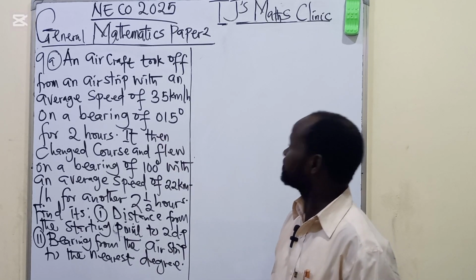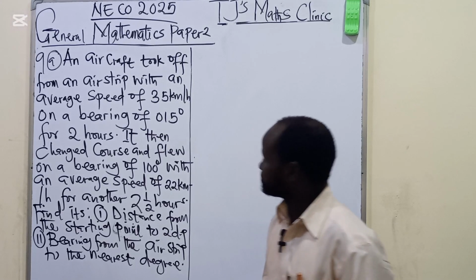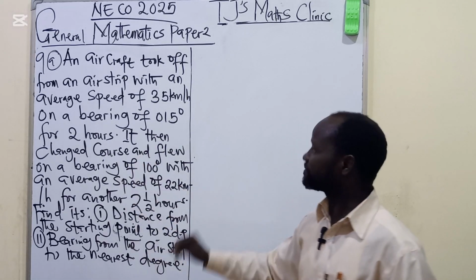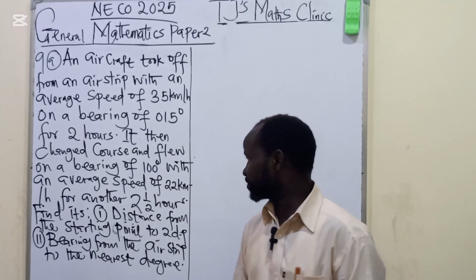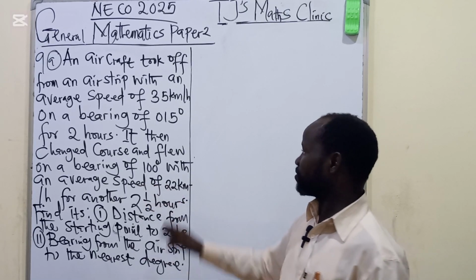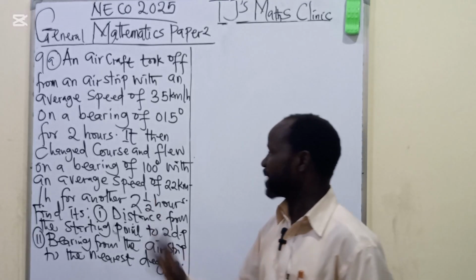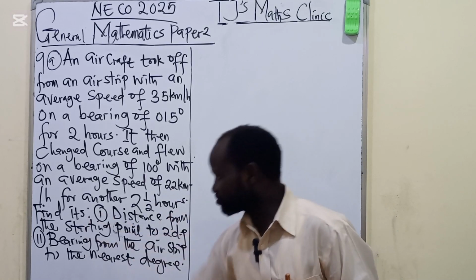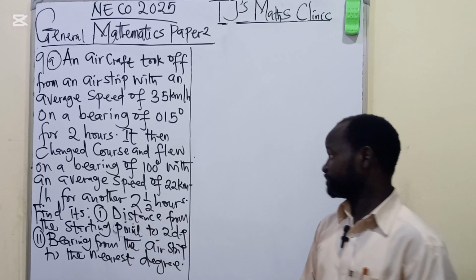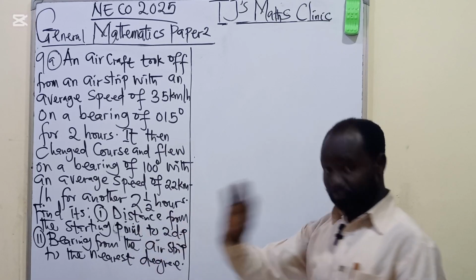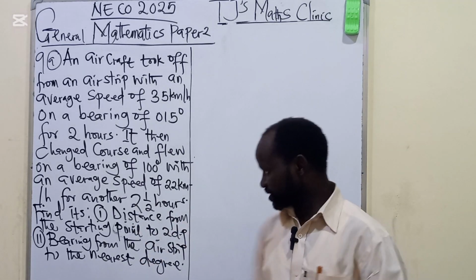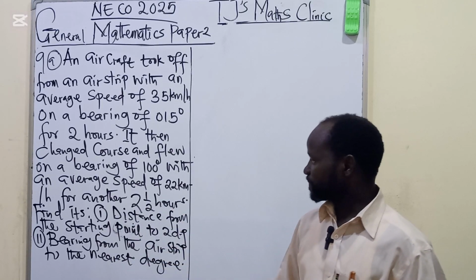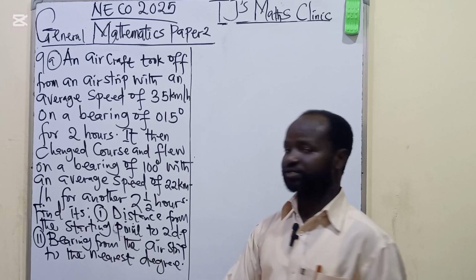on a bearing of 015 degrees for 2 hours. It then changed course and flew on a bearing of 100 degrees with an average speed of 22 km per hour for another 2.5 hours. We are asked to find, Roman numeral 1, its distance from the starting point to 2 decimal places. Roman numeral 2, its bearing from the airstrip to the nearest degree.